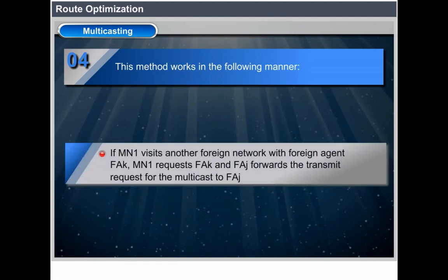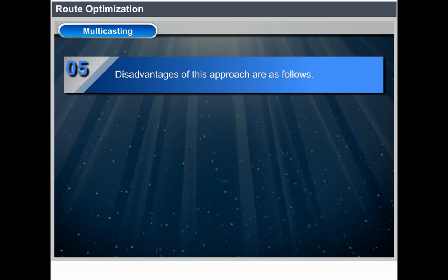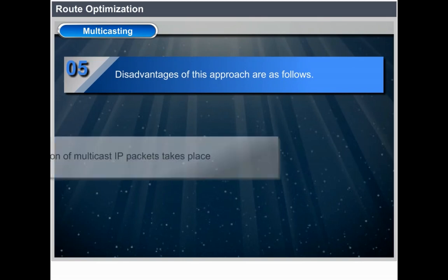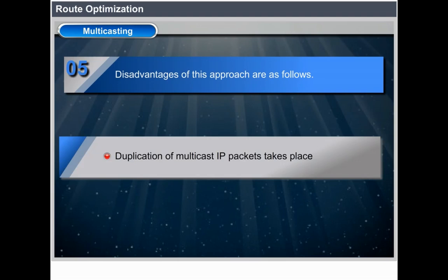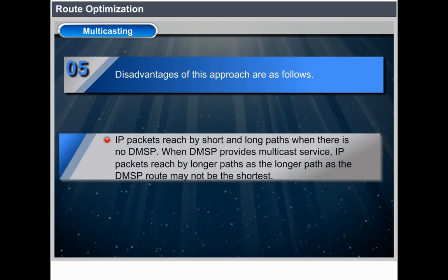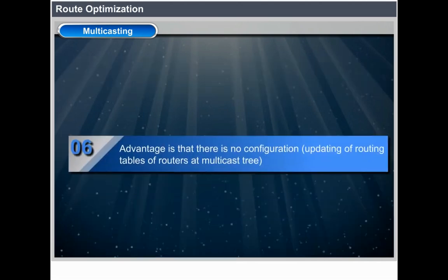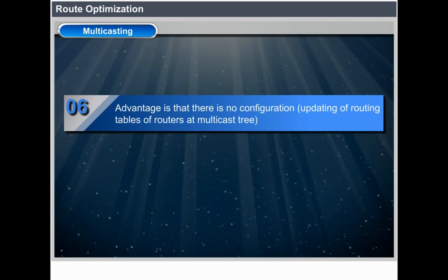If MNL visits another foreign network with foreign agent FAK, MNL requests FAK and FAJ forwards the transmit request for the multicast to FAJ. Disadvantages of this approach are as follows. Duplication of multicast IP packets takes place. IP packets reach by short and long paths when there is no DMSP. When DMSP provides multicast service, IP packets reach by longer path as the DMSP route may not be shortest. Advantage is that there is no configuration, updating of routing tables of routers at multicast tree.